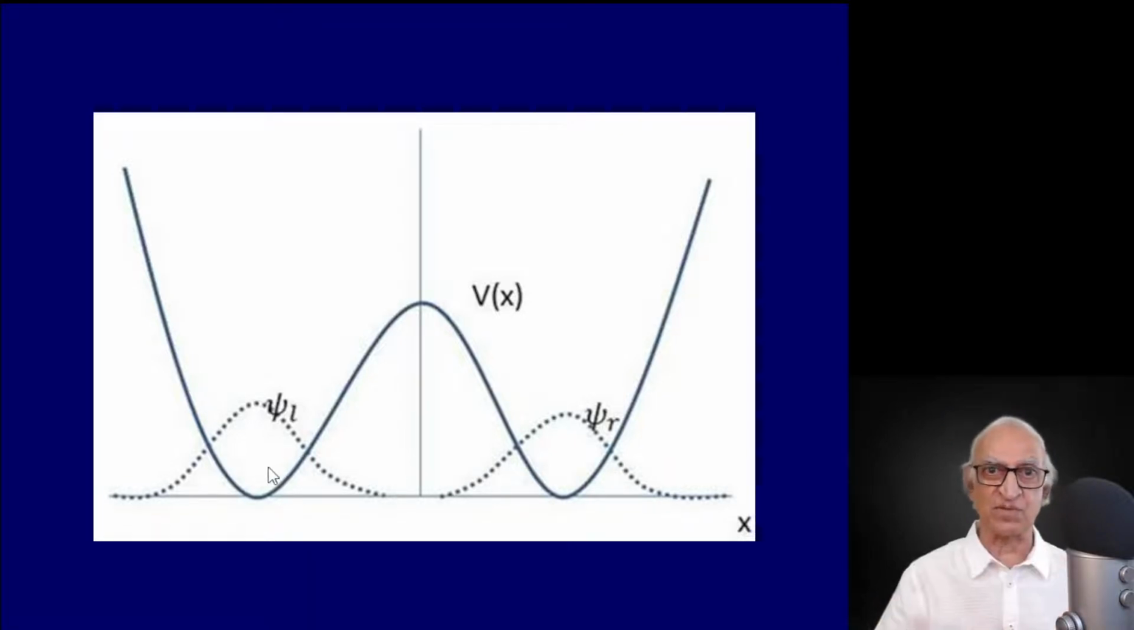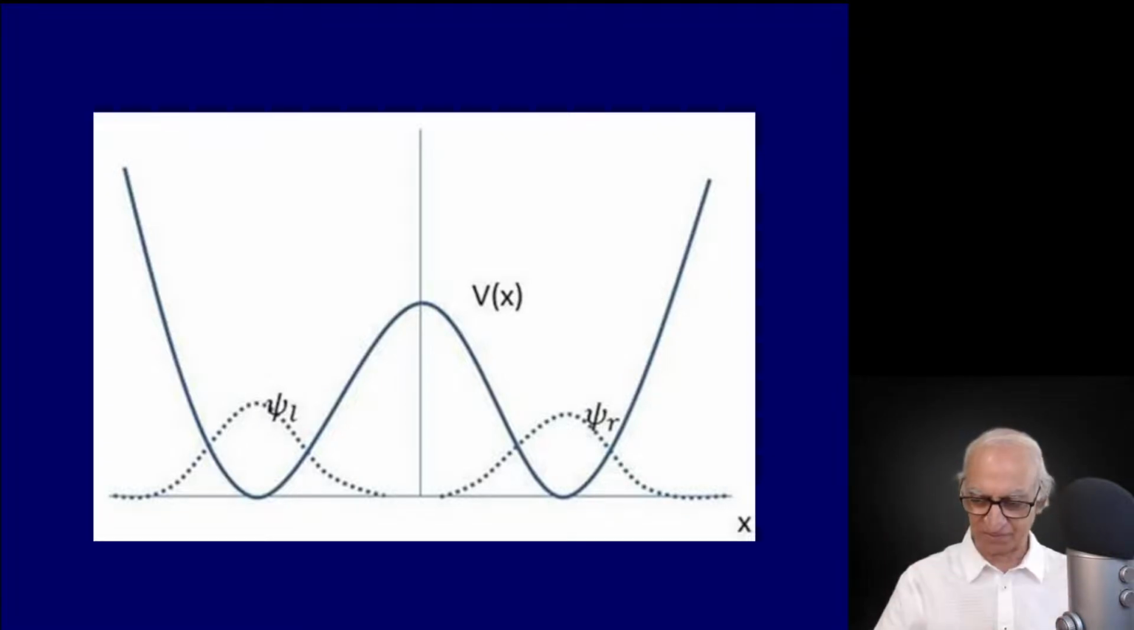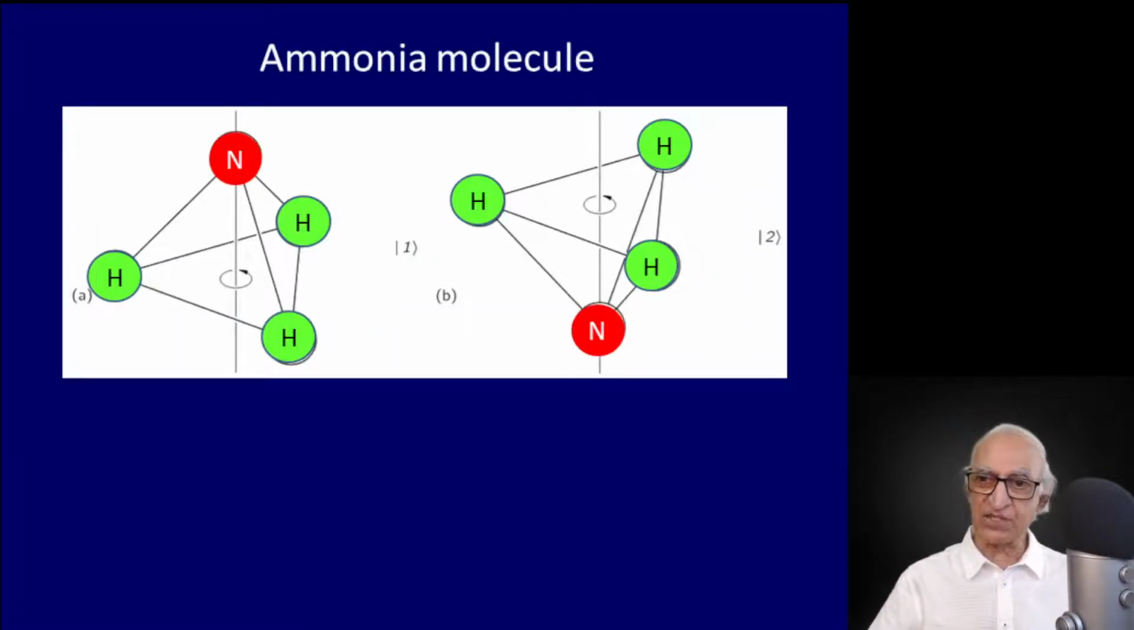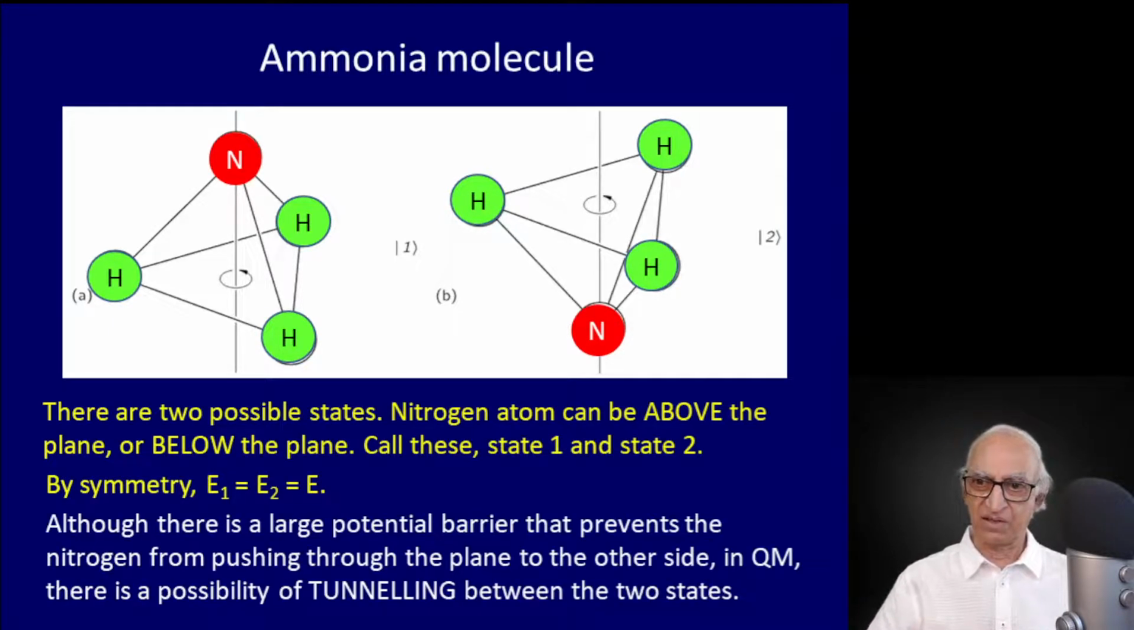We have discussed quantum mechanical tunneling when we discussed fusion in the sun. This is the same quantum mechanical tunneling. And what this tunneling probability does is to make these two energy levels split again. Therefore, these two configurations, in the absence of quantum mechanical tunneling, will have the same energy. E1, let us say this is E1, let us say this is E2, will be equal to E.